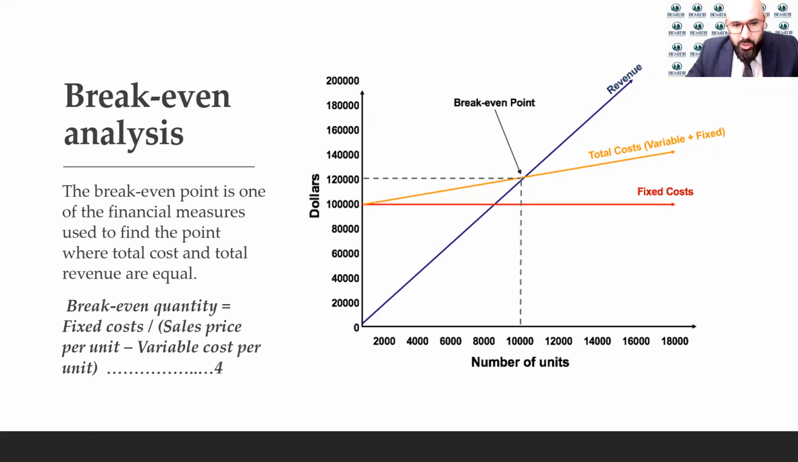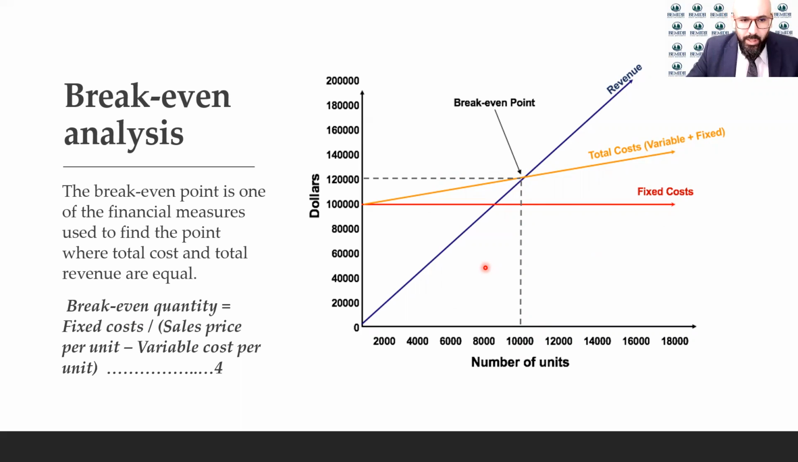So for example, in this chart that you see in front of you, you have a break-even point of 10,000 units. And if we sold more than 10,000 units, we start to bring more revenue and profit. If we sold less than 10,000 units, we will be losing money.